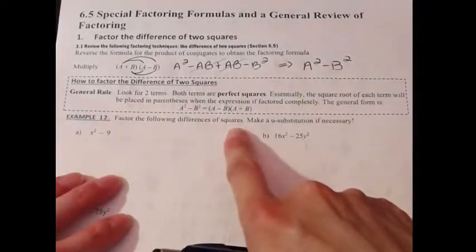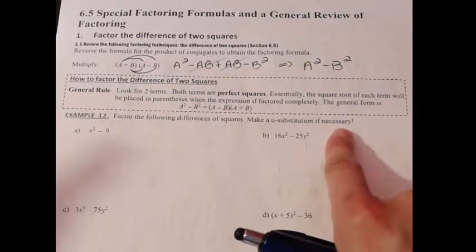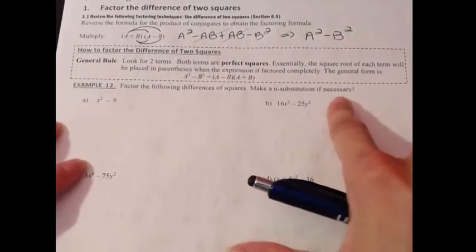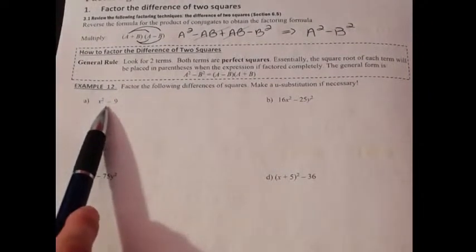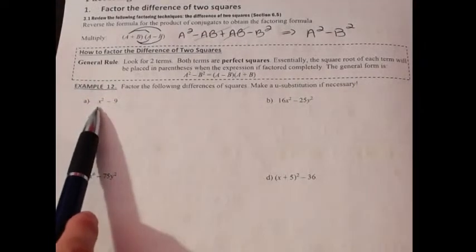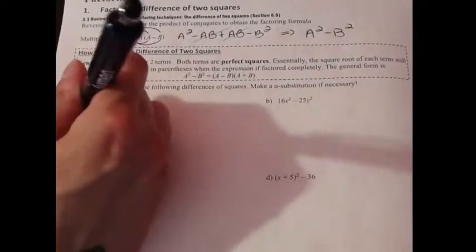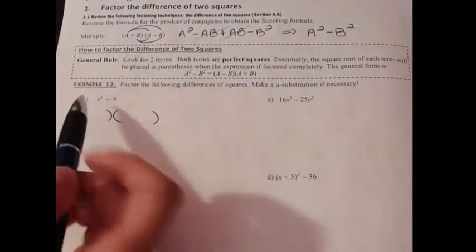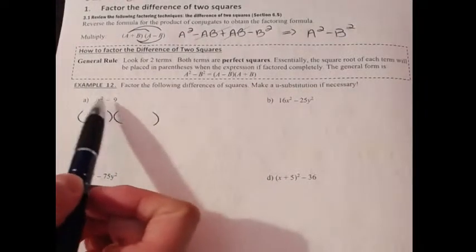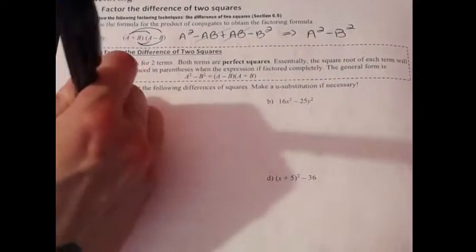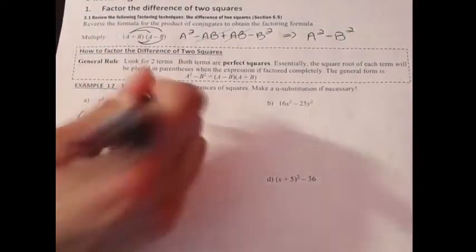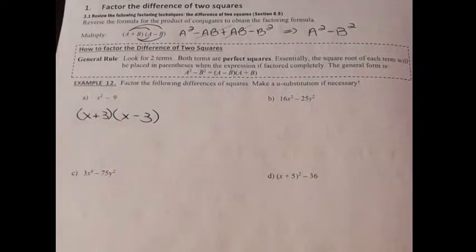Factor the following difference of squares, make a U-substitution if necessary. Hint, hint. Luckily for us, part A is very tame. We have x squared minus 9. Notice that we have subtraction, a difference. x squared is a perfect square because x times x is x squared. 9 is a perfect square because 3 times 3 is 9. So when we factor, keep in mind the form a plus b, a minus b. We break each of these terms down. That becomes x plus 3, x minus 3. The difference of two squares.